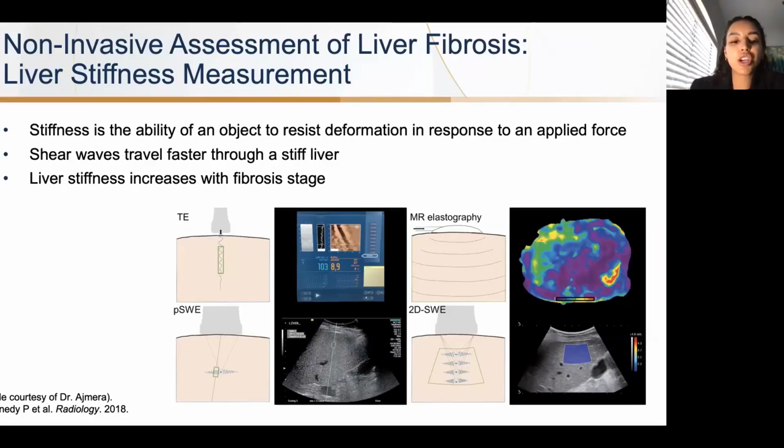So the difference you can see here between FibroScan, which is on the left, is that it is just a single point within the liver that we're measuring, where with MRI elastography, we can measure a wider range within the liver tissue, which allows us to get real-time color stiffness within the liver.